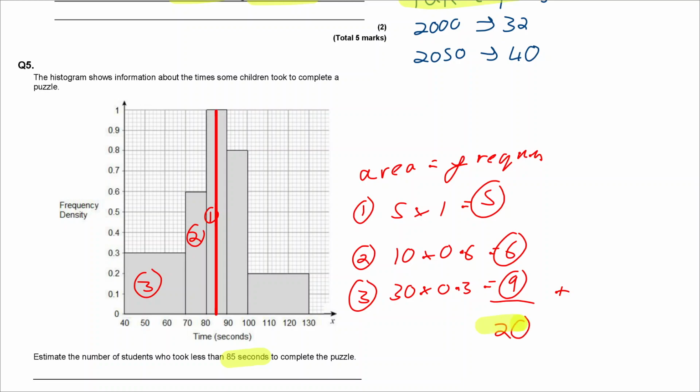Again, if you've never seen that kind of question before, you're going to get it wrong in the exam. But if you know that area of a histogram is frequency, how many people there are, you're going below 85, so 85 and below is everything within these rectangles. And that is it. It's just area of rectangles. That's it.